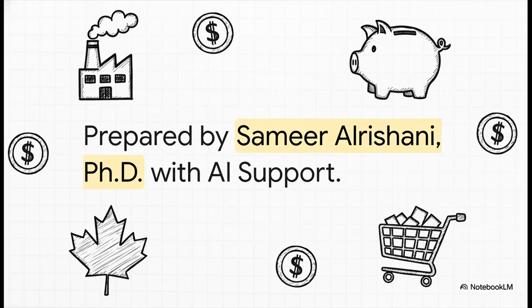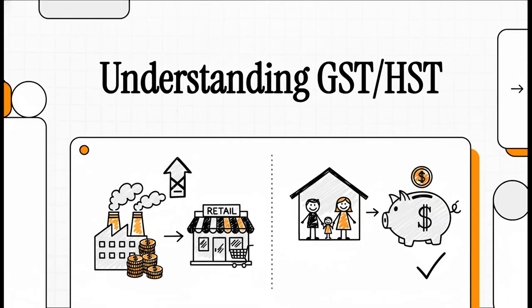Hello and welcome. Today, we're going to dive deep into something that's a fundamental part of the Canadian economy, the Goods and Services Tax, or GST, and its provincial partner, the Harmonized Sales Tax, or HST. You know, it's a tax we all see on our receipts almost every single day, but the way it actually works behind the scenes, well, that's a fascinating story of economic design and social policy. So, let's get into it.